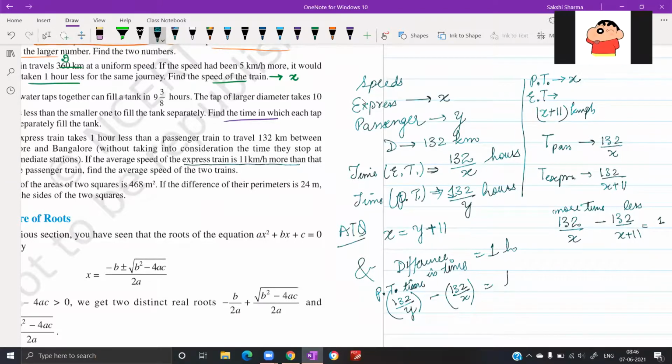Ma'am, जिसका denominator में बड़ा number होता है वो छोटी होती है value. Provided the numerators are equal. अगर numerators equal हैं and the denominator is changing, जिसका denominator बड़ा होगा वो fraction छोटी होगी. That's why 132 by x minus 132 over x plus 11 equals 1. It is easier to identify when you are doing it with one variable. अगर आप x और y के साथ separately कर रहे हो, तो थोड़ा सा carefully करना कि कौन सी ट्रेन का टाइम ज्यादा है, कौन सी ट्रेन का टाइम कम है.